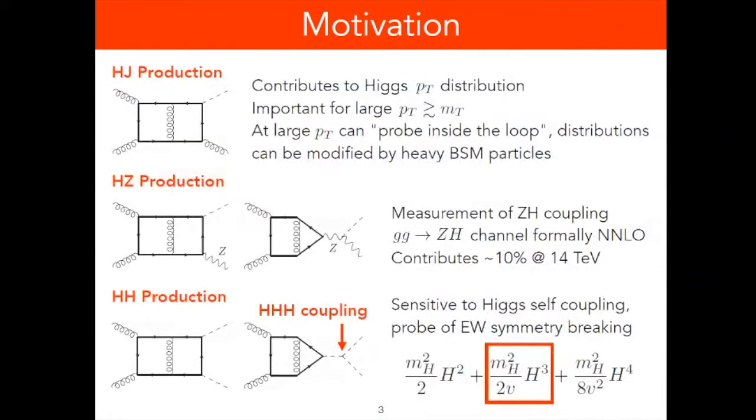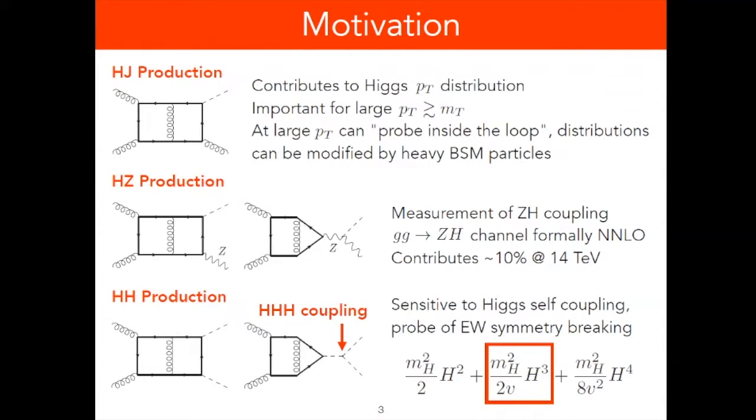Let me talk about a few specific amplitudes that I think are quite interesting. So of course, this Higgs plus jet production. Why is this important? Well, it contributes to the Higgs pT distribution. And especially, it's important if we have a relatively large pT that's larger or comparable to the mass of the top. It's important that we include this top quark mass, as the top can come on shell, and we can see threshold effects. So it's important to know this diagram.